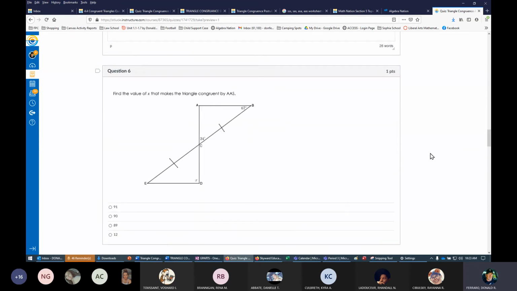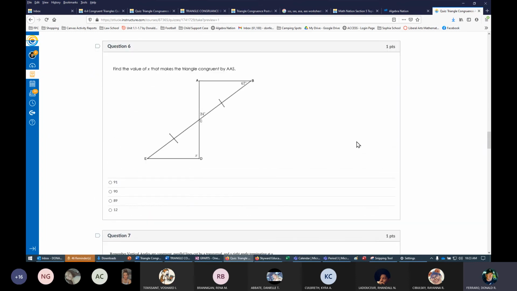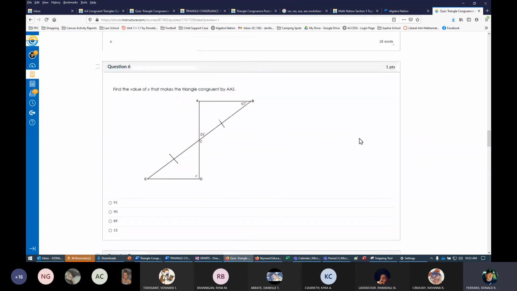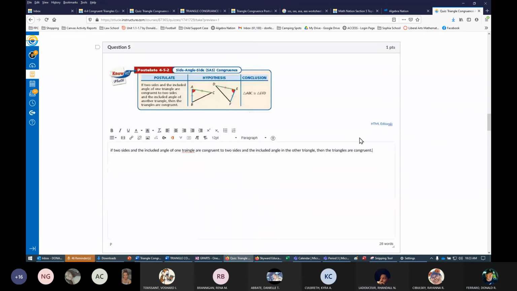Okay, so this is an important point. Can you go back? Yep. And again, I don't care about spelling here. These are notes for you guys to be able to use. And you can see what I copied. I just copied this information right here in the postulate.